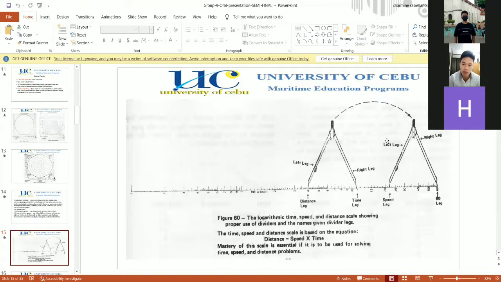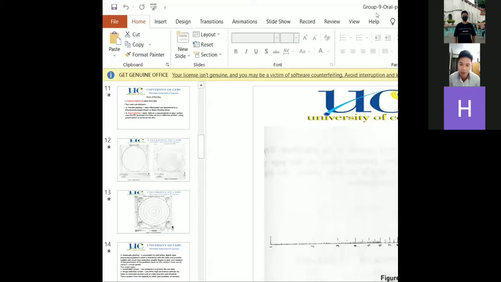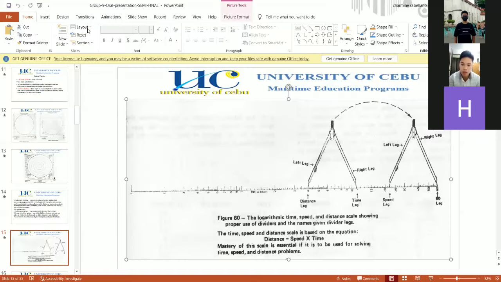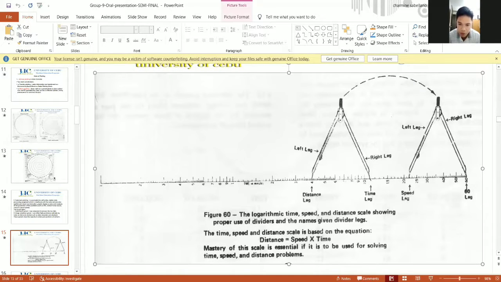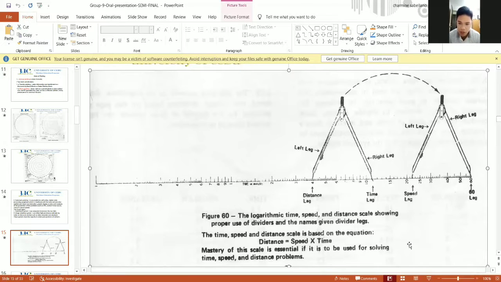As you can see in the visual in figure 60, the logarithmic time, speed and distance scale showing proper use of dividers and the names given to the divider legs. The time, speed, and distance scale is based on the equation distance equals speed times time. To remember this easily, we could use the triangle where distance is above and speed and time are under it.